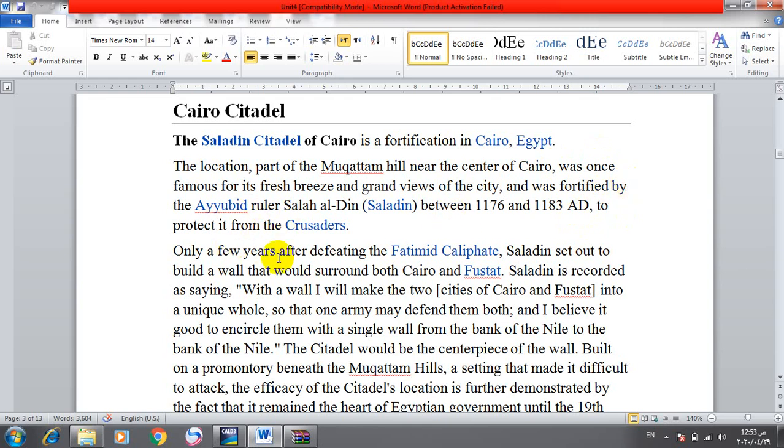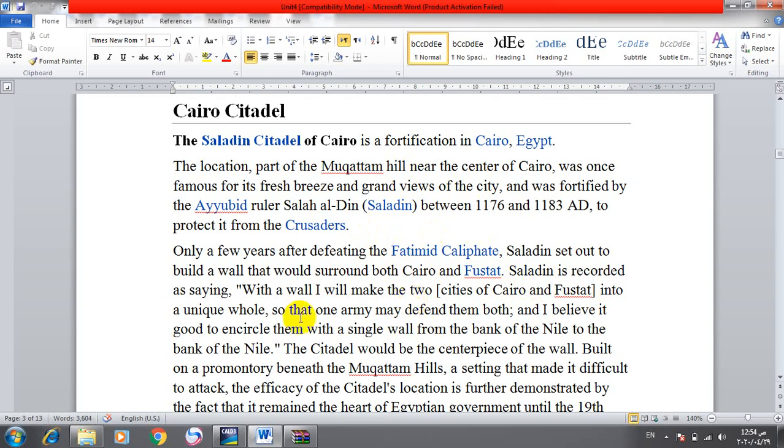Saladin, the Ayyubid caliph, ruler and commander, between 1176 and 1183 AD to protect Cairo from the crusaders. Only a few years after defeating the Fatimid Caliphate, Saladin set out to build a wall that would surround both Cairo and Fustat.